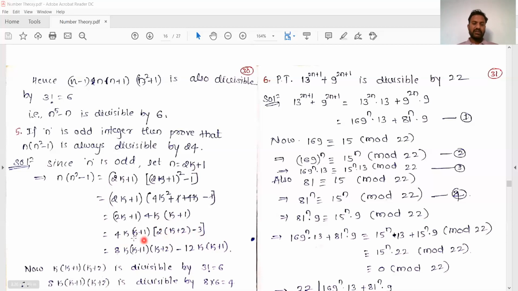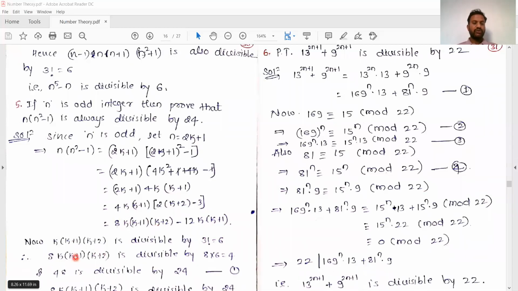So we will multiply this into both terms in this bracket. So getting 4 into 2, that is 8k(k + 1)(k + 2), minus 4 into 3, that is 12k(k + 1). Now see the first term, 8 into k(k + 1)(k + 2). So it is k(k + 1)(k + 2), a product of 3 consecutive numbers. So it should be divisible by 3 factorial, that is 6.